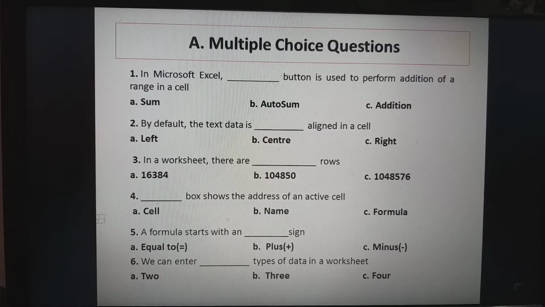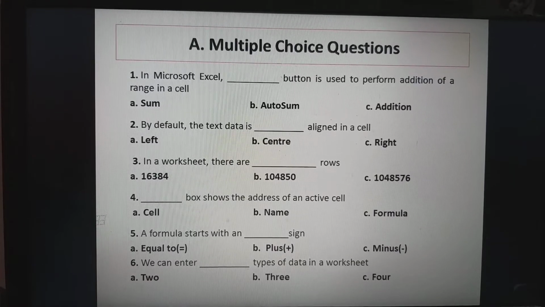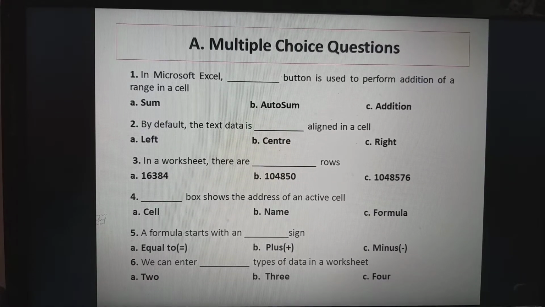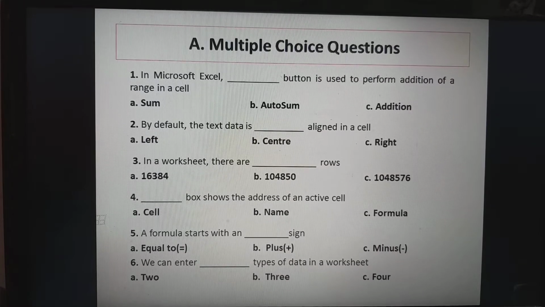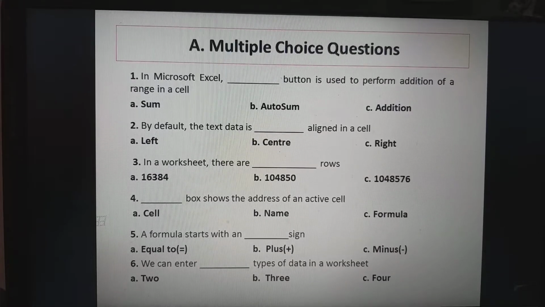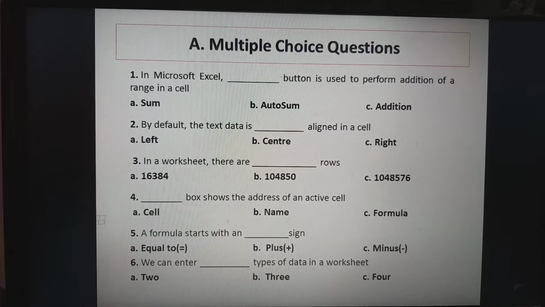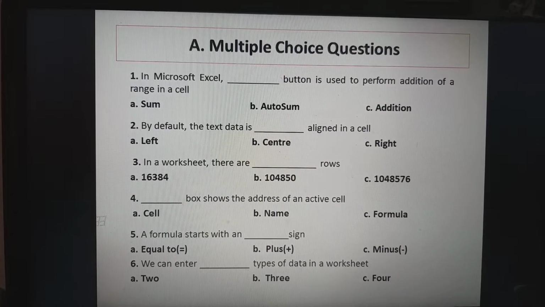Now see number 3. In a worksheet, there are dash rows. So the options are 16,384, 1,04,850, 10,48,576. So the correct option will be option C, 10,48,576.